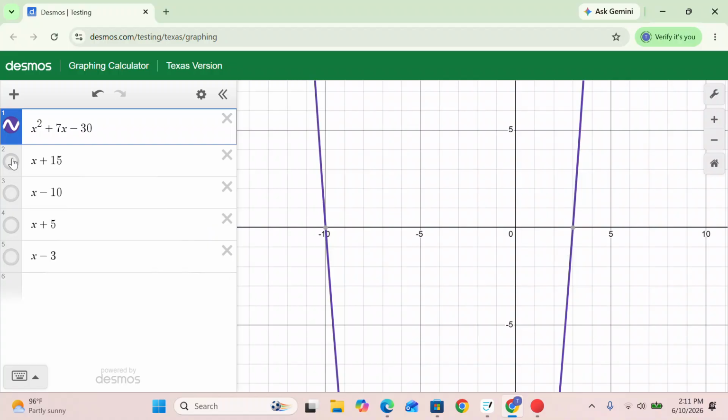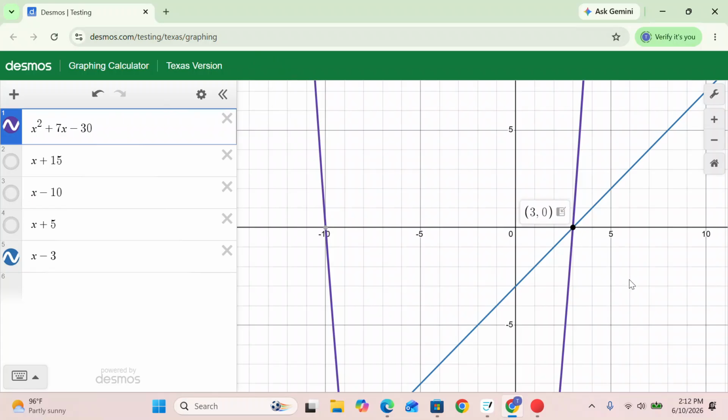So we're going to test each one. Does this one pass through the x-intercept? Does it pass through negative 10 or does it pass through this one? Nope. So this one is wrong. How about this one? Does that one pass through one of my two x-intercepts? Nope. It has to pass straight through the x-intercept, like bullseye. How about this one? Nope. How about this one? Oh, there's a winner. That's a factor right there.